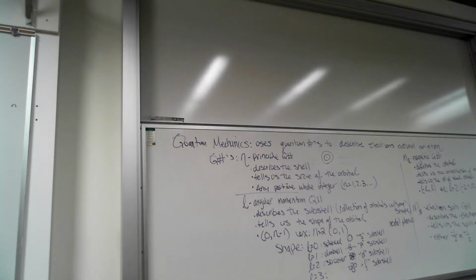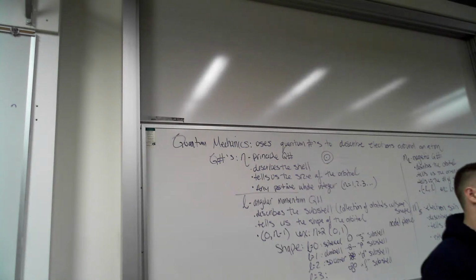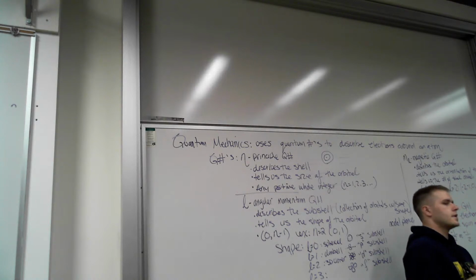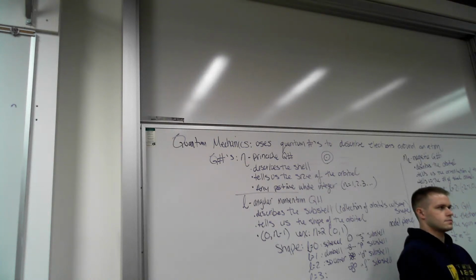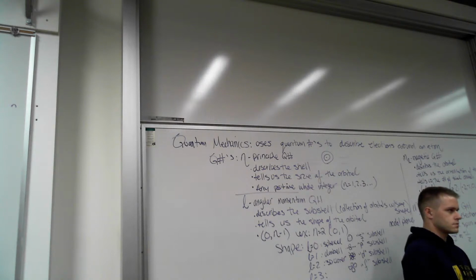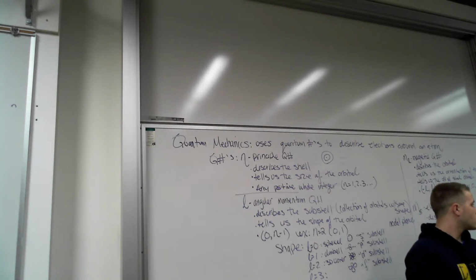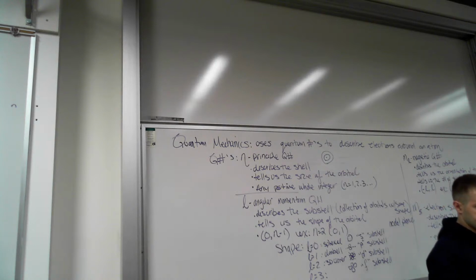So basically what we're doing is identifying everything we know about the location and spin of an electron. Does that make sense? Now I'm going to attempt to draw this.